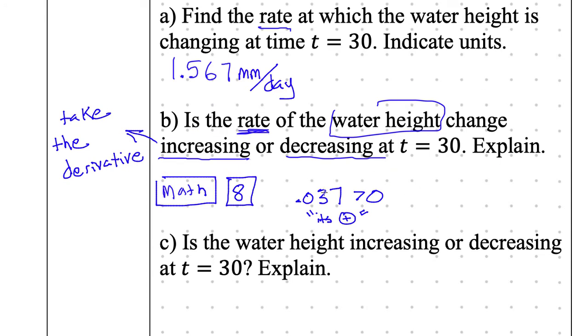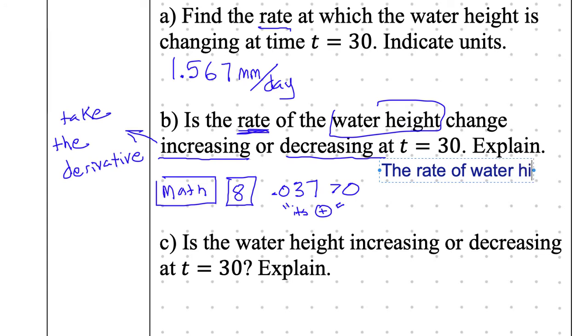So this is how we actually type out our answer. So this is our final answer. We say that the rate of water height change at t equals 30 is increasing, and then why.